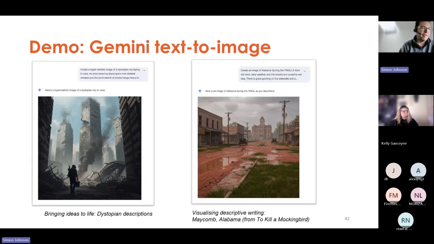Well, AI is very good at bringing very descriptive text to life. So imagine you want a child to imagine what a dystopian world is like, unless they've experienced that, or you want to visualize what Harper Lee is describing about Maycomb in To Kill a Mockingbird. Unless you've been to 1930s Alabama, how can you visualize that? So you can take those descriptions and bring them to life using AI.